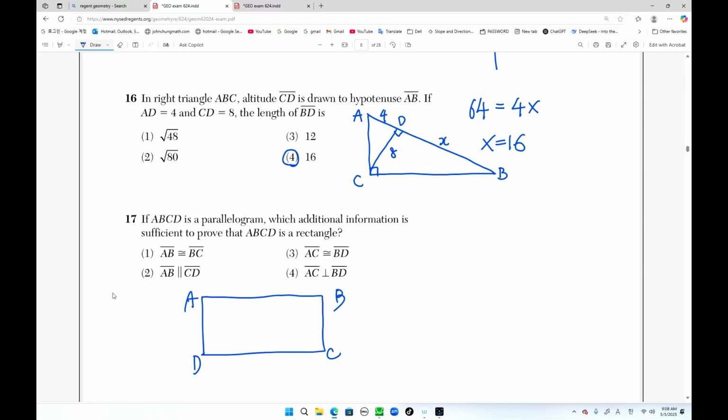So, you know that the diagonals are congruent, AC and BD, right? Over here, you already got the answer. A parallelogram with congruent diagonals is a rectangle.